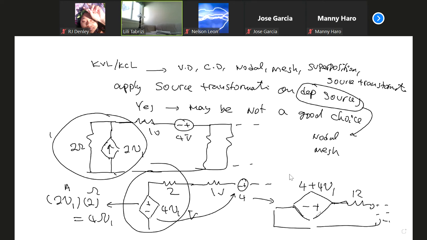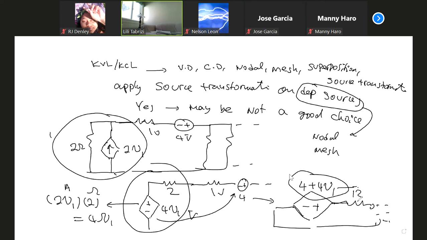Notice that you're not doing anything wrong. The only problem is here. When you combine a dependent source with an independent source, it makes your function a bit longer. It's a function, it's not a number. If I had 2 volts and 4 volts, I could put just 6 volts. But this is a dependent source. If you have a large circuit and keep combining, the expression becomes longer and longer, and some people are uncomfortable with that.